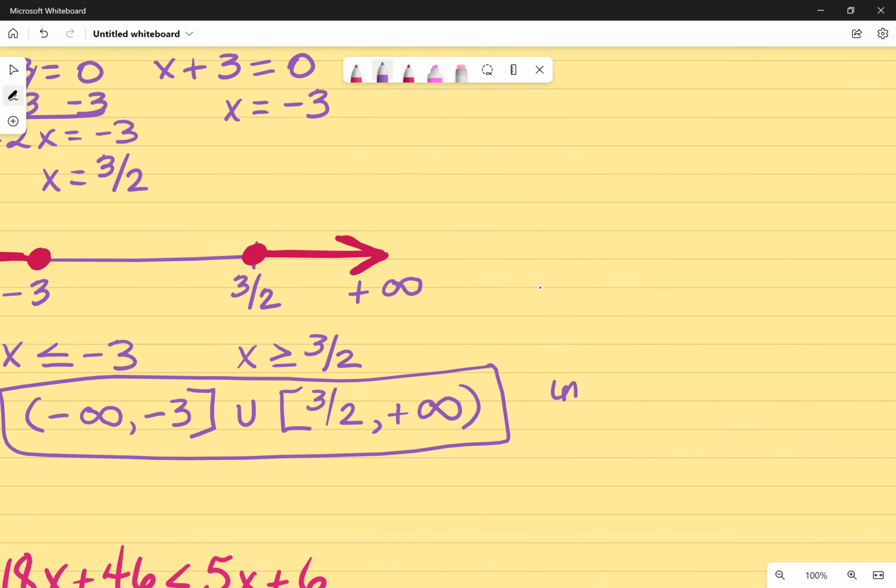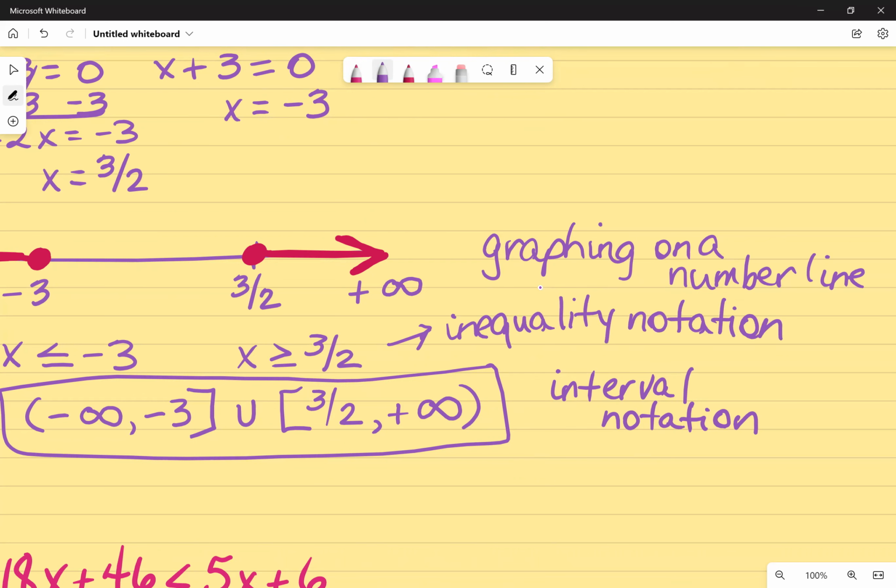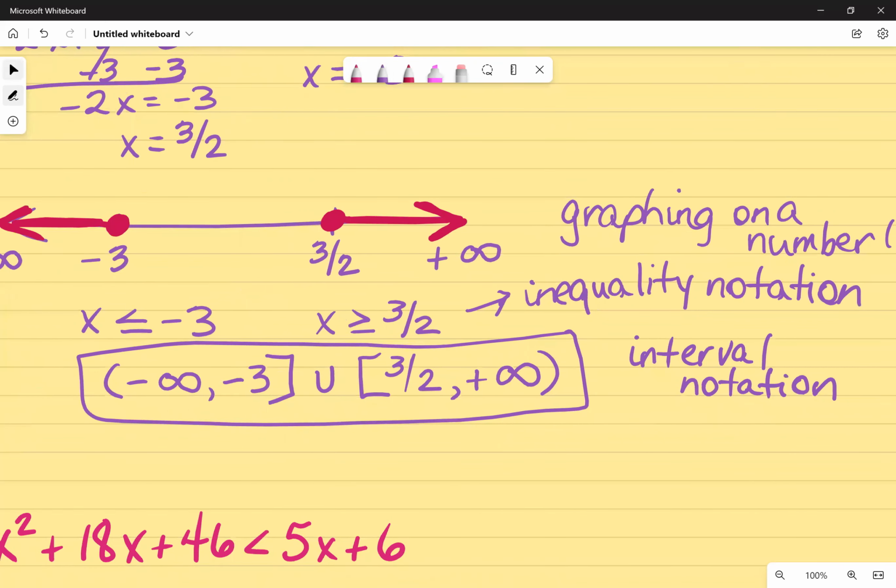Make sure you understand terminology. If you see interval notation in your directions, that is writing it as shown. This one is graphing on a number line, and the other one is inequality notation. Make sure you understand which form your teacher wants you to use.